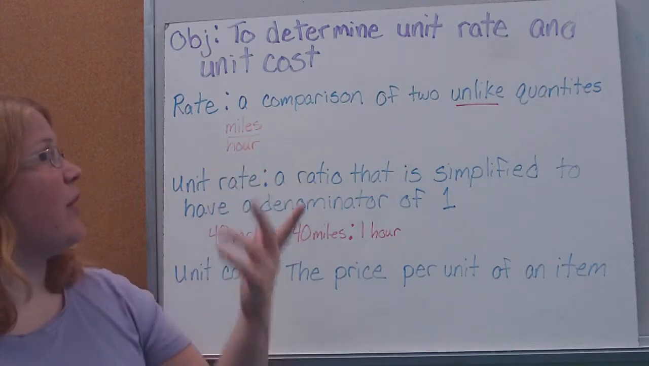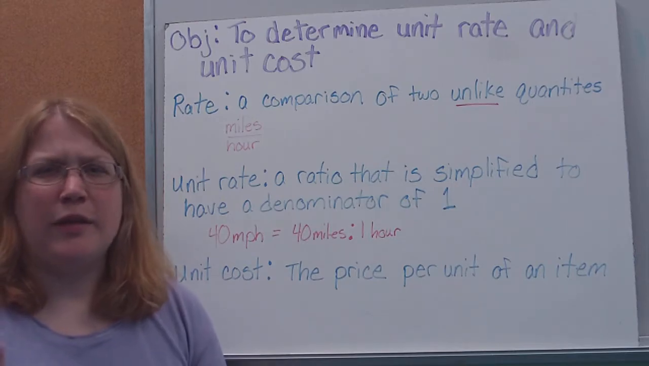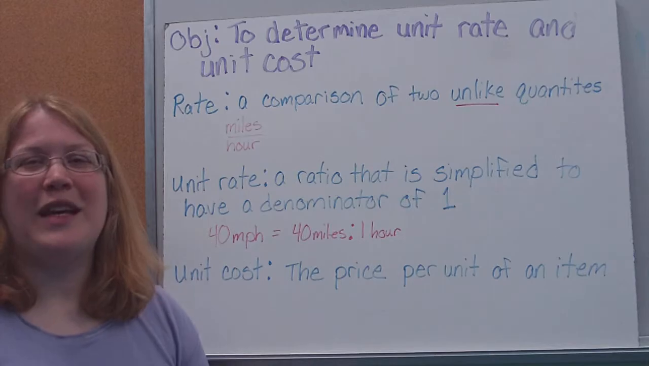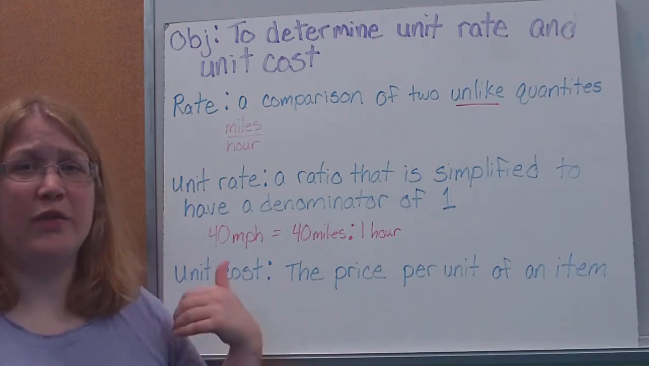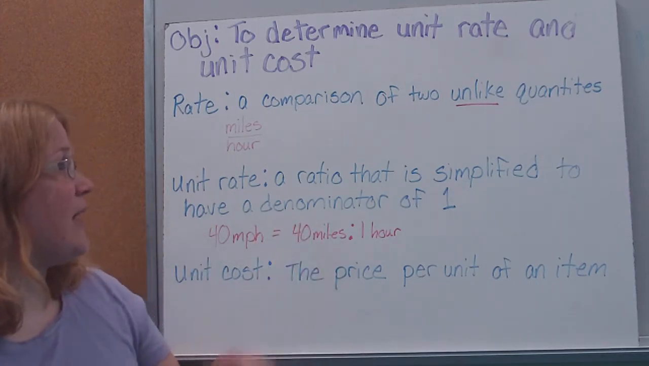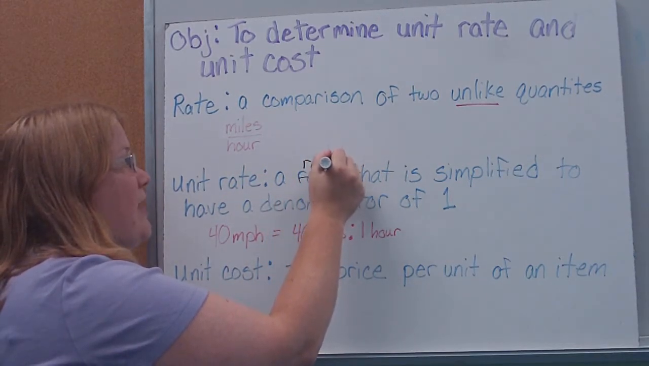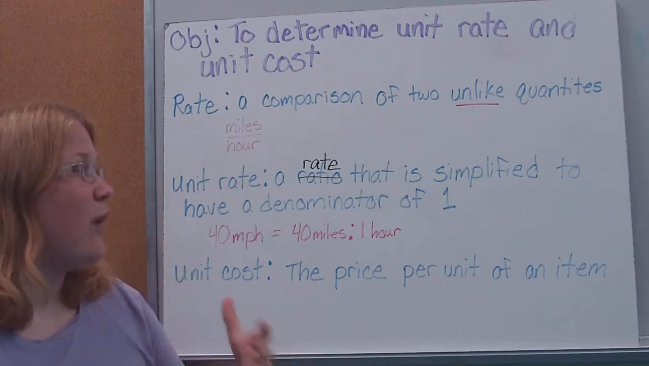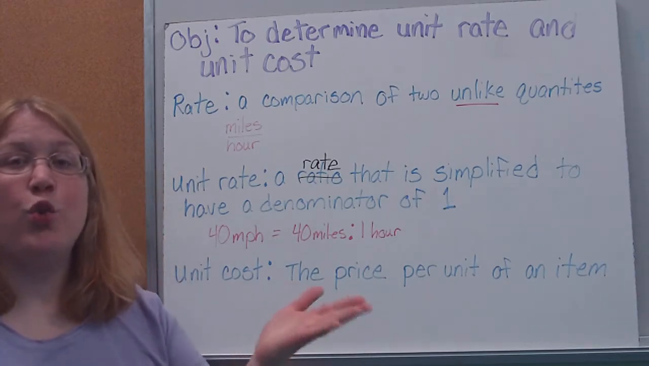So for example, in real life, where would you see this? Miles per hour. If you're driving, well, you're not driving. If your parents are driving, they're hopefully following the speed limit. That tells them how many miles they can go per hour. And actually that's a unit rate as well, which we'll talk about now. Unit rate is simply a ratio, technically a rate. More specifically, it's a rate, obviously, because I've already said a rate is a specific type of ratio. It's a rate that is simplified to have a denominator of 1. So I'm comparing to 1 unit.